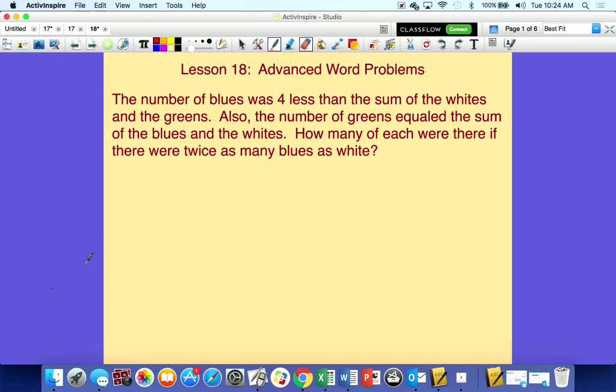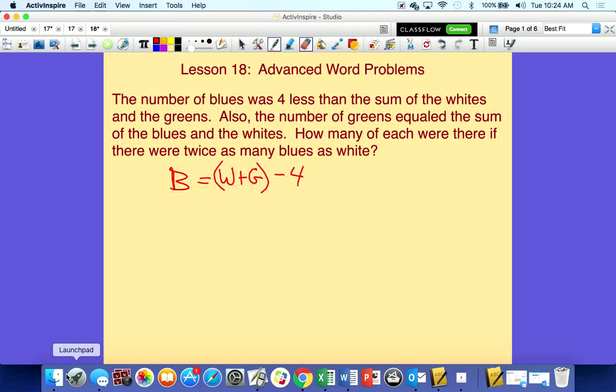The number of blues was, so equals, 4 less than the sum of the whites and the greens. So it's 4 less than if we add those two together. The sum of white and green, so we're going to add those two together, minus 4. There's our first equation.